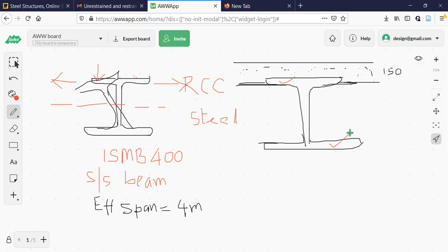There are different methods of making the compression flange restrained. One simple thing you remember like this. If this is the case, there is no question of any lateral movement, or we can say the beam is restrained. In your syllabus for MTech, the slab is not there. It is not embedded anywhere. It is open only, so there is a possibility of lateral torsional buckling.